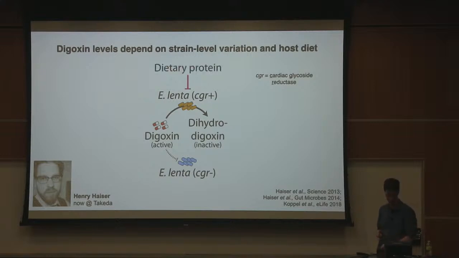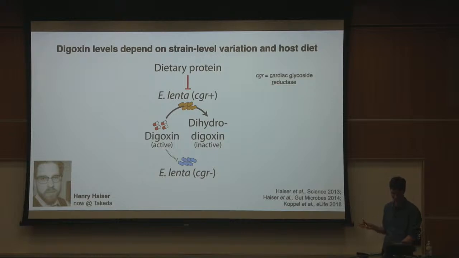In addition to that, CGR is controlled by the amino acid arginine, which we'll talk a lot about later in the talk. And so if you change the protein that you feed to mice that are colonized with Eggerthella lenta, you can actually prevent it from having an effect on the drug.